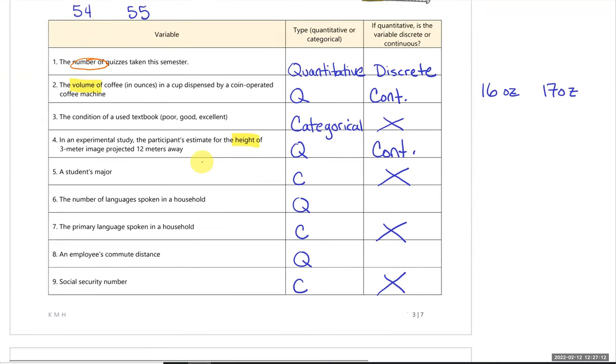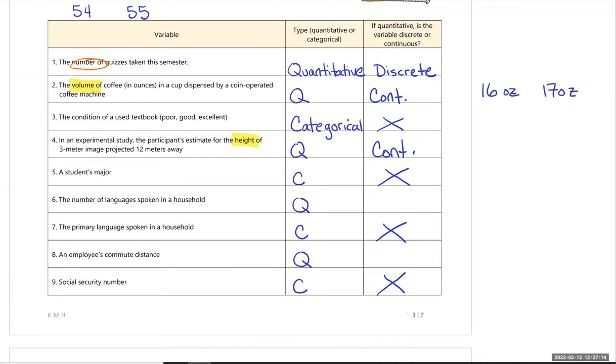Okay, and then the number of languages spoken in a household. Discrete, right? You'd count them like two languages or three languages are spoken. You can't speak 2.8 languages. It doesn't make any sense. All right, discrete. I'll do a D here, discrete.